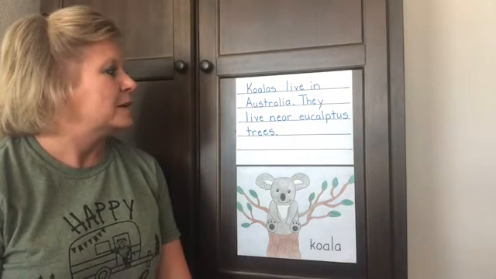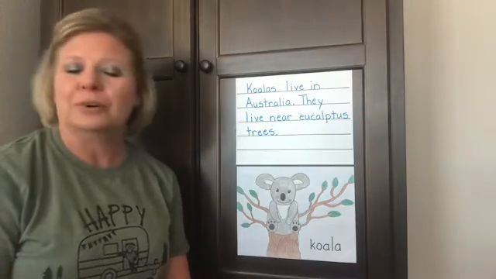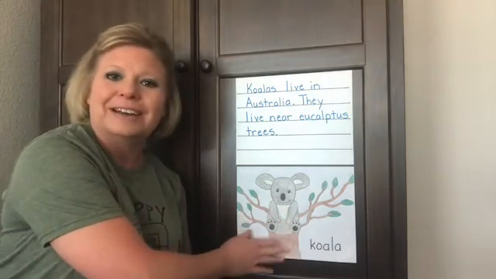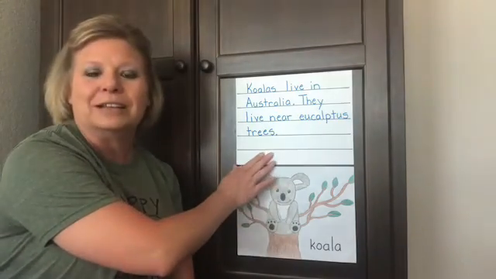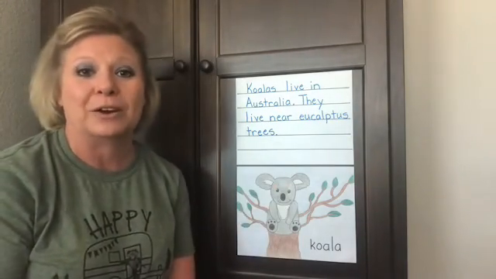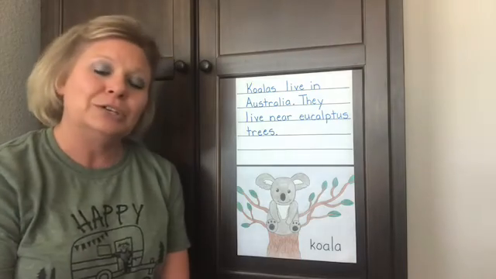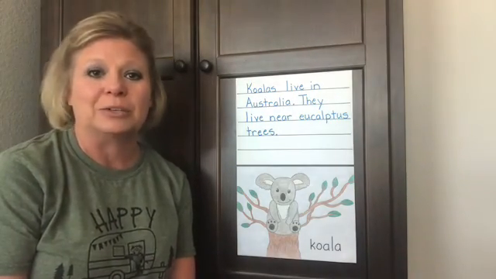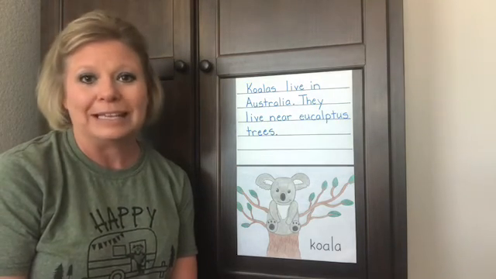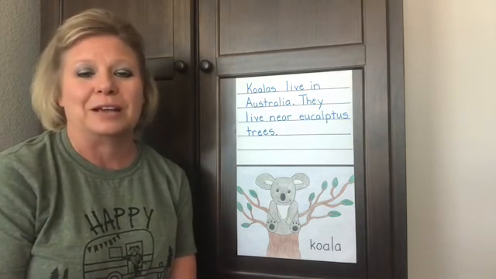So today, when you're done, you will have a nice picture of your animal that you're doing research on, and you will have a little bit written about where your animal lives. Now we're going to use this same animal all week long. We'll be talking about your animal in science, and you'll be writing different information about your animal in writing.